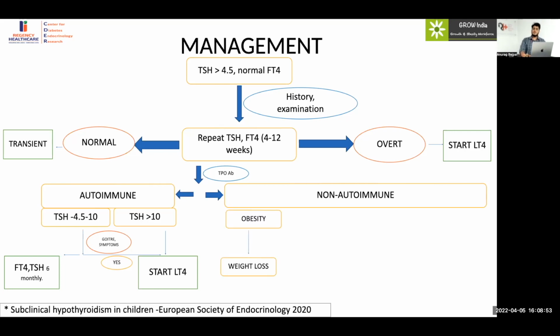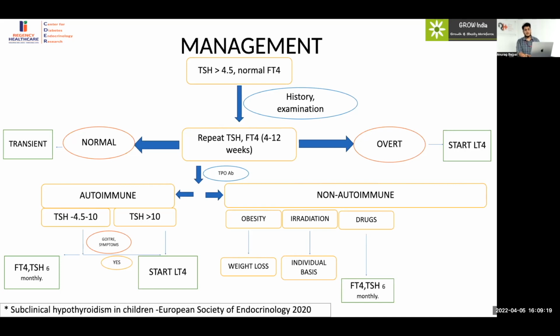So the next most important cause is obesity. In this case, whatever the levels, unless there is a decline in the FT4, we generally encourage weight loss and repeat it on follow-up. And in case of irradiation, this has to be individualized on the basis of how much radiation was given, where it was given, and for what reason. So we need to individualize the treatment based on the type of radiation.